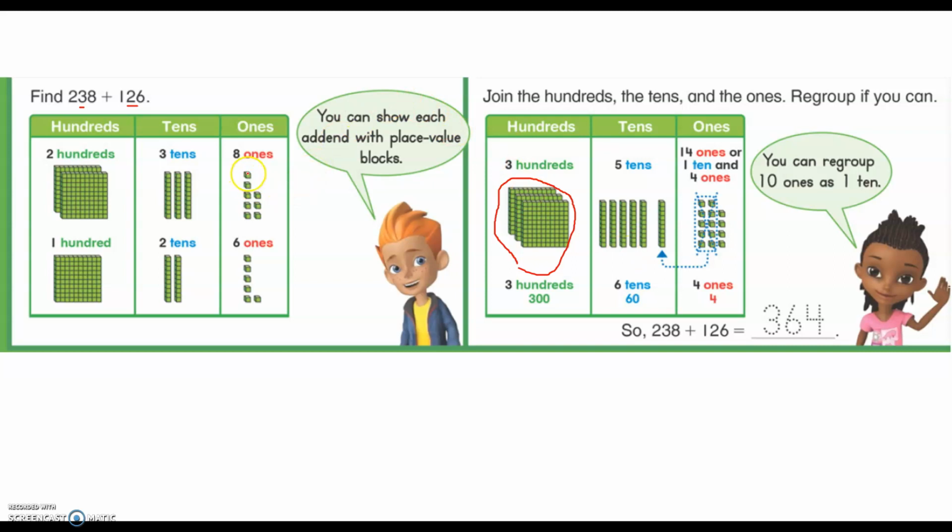Last, we need to join our ones. 8 ones plus 6 ones is 14 ones. I can make a 10 out of that 14. So what I'm going to do is take 10 and move it over to the tens place. We need to make sure we cross out that 10. So we have 4 ones left. And we now have 6 tens. So my answer is 3 hundreds, 6 tens, and 4 ones, or 364. It's important we make sure that we're regrouping that group of tens.